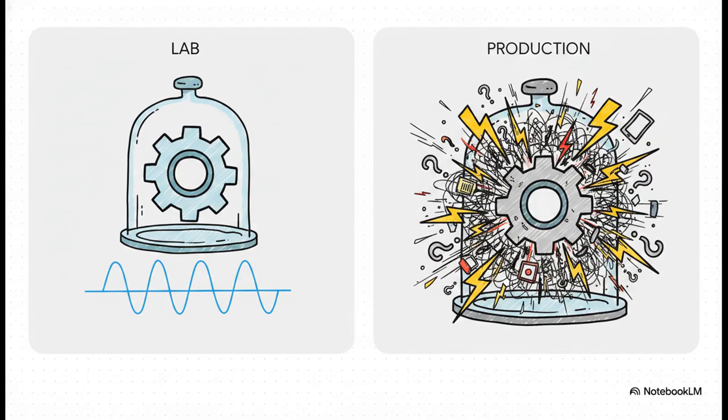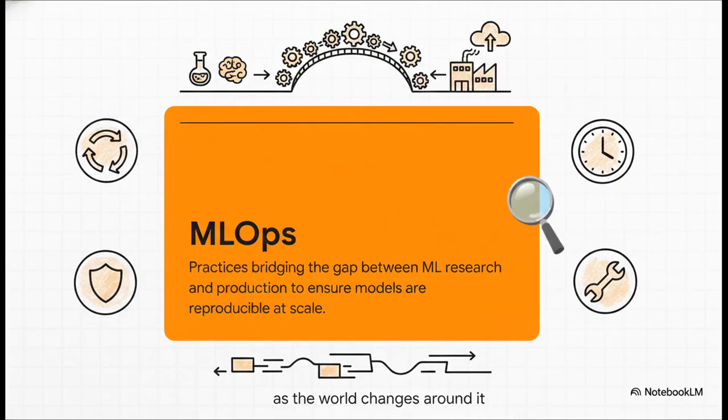The reason it all falls apart is this huge gap between the lab and production. I mean, think about it. In the lab, everything is perfect, right? The data is clean, your environment is totally stable. Production, though, oh, that's a whole different beast. It's a chaotic symphony of messy, unpredictable data, serious resource constraints, and a world that just won't stop changing. Your model's performance, it's gonna drift. It's inevitable. And that is where MLOps comes into the picture.